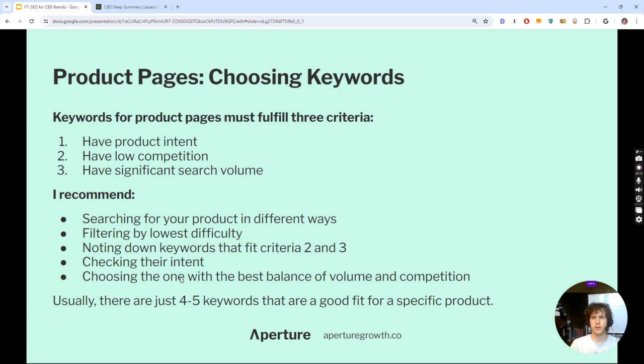Usually there won't be more than 4 to 5 keywords that actually are a good fit for your product. You don't want to target keywords that are not closely related to your product, because it'll be a lot harder to rank, because your product will not fulfill the intent behind the search. So make sure that you're focusing on keywords that really are looking for a product that's very similar to yours.